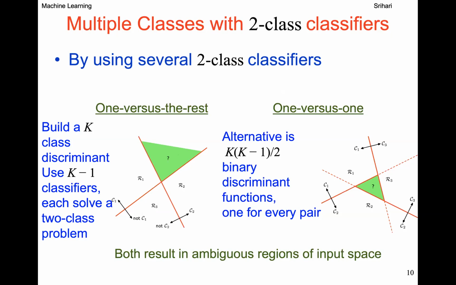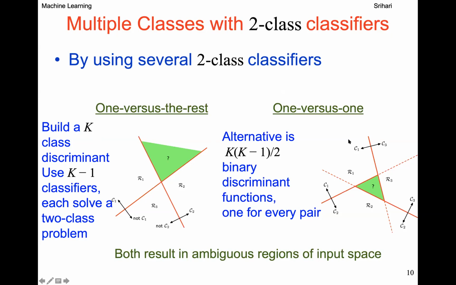train your classifier for each class. So if you have K classes, capital K classes, you would have K discriminant functions of the form we just saw, y equal to w transpose x plus w naught. And you would use K minus one classifiers, each solving a two-class problem. All right, so this is one versus the rest, you would need actually K classifiers, right? I should have said K classifiers. The two-class problem needs one classifier. You don't need two classifiers. So there's K minus one.